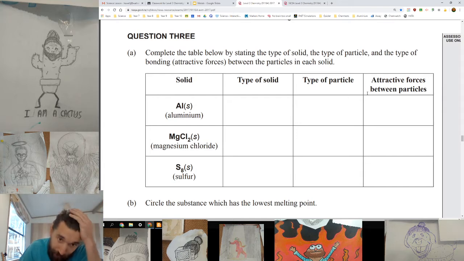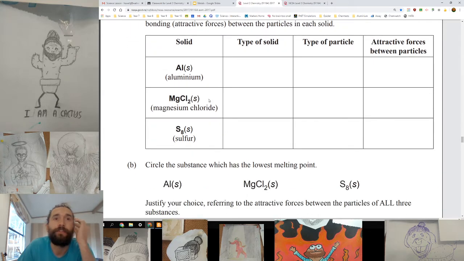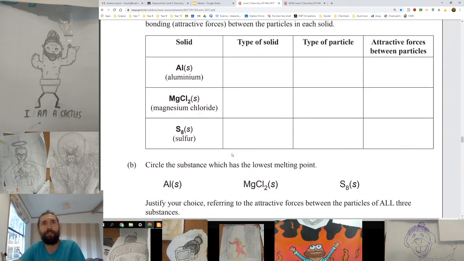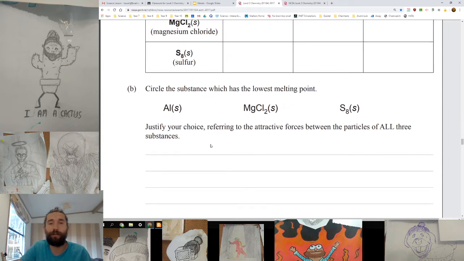Don't overcomplicate it, they're just called metallic bonds. All right, so circle the substance which has the lowest melting point. Aluminium, metal, high melting point, and sulfur's got the low melting point, but we're just worried about explaining what, and then it says justify your choices, referring to all three of them.